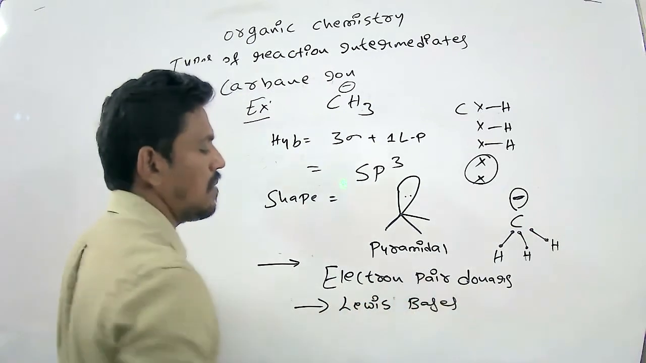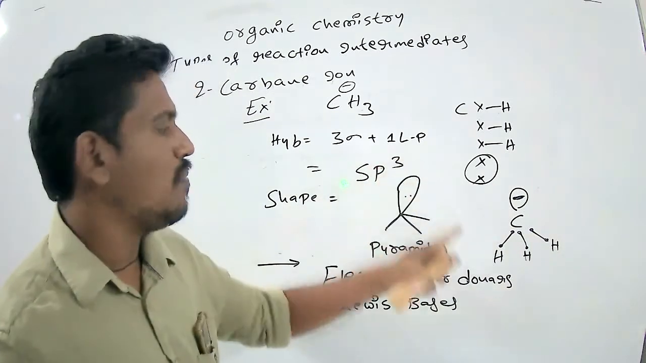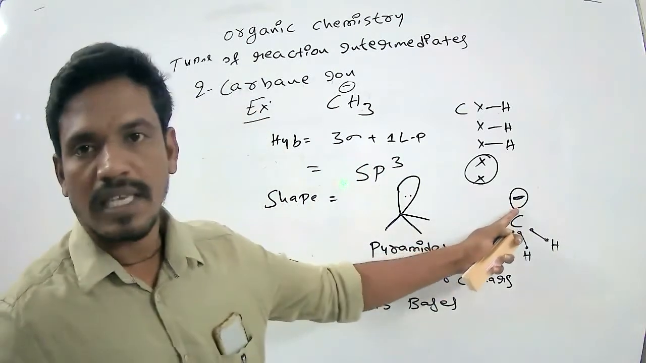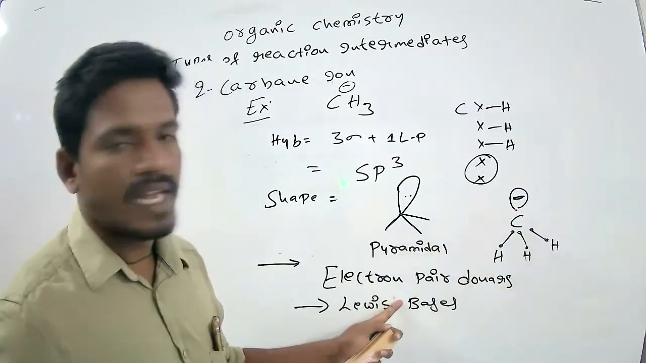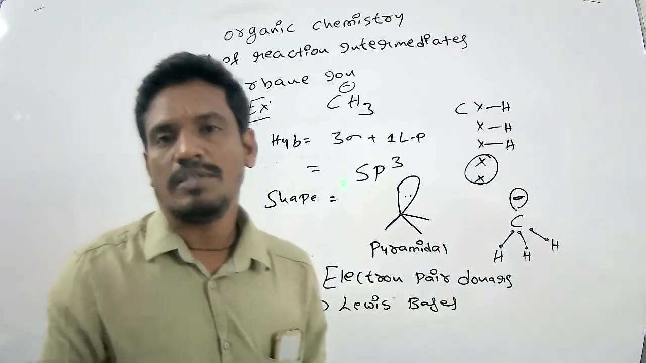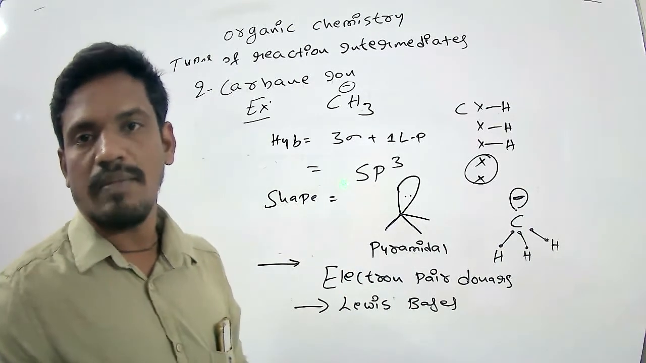So the carbanion properties can be written like this. They are sp3 hybridized, and because of one lone pair, the shape is pyramidal. In the pyramidal shape, they have one excess pair of electrons. That's why they are electron rich species and act as Lewis bases. So this is the second type of reaction intermediate, the carbanions.